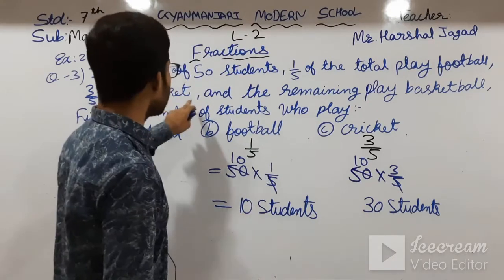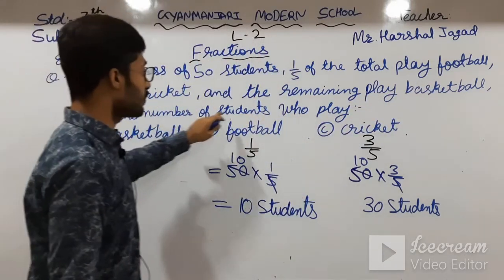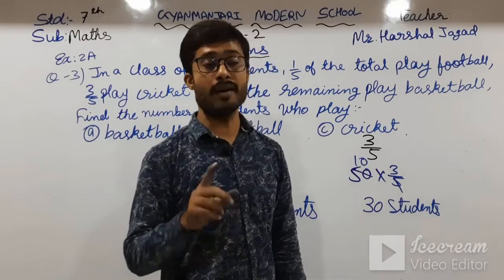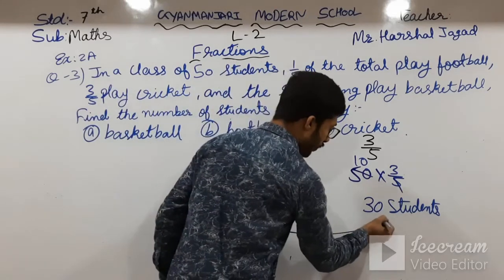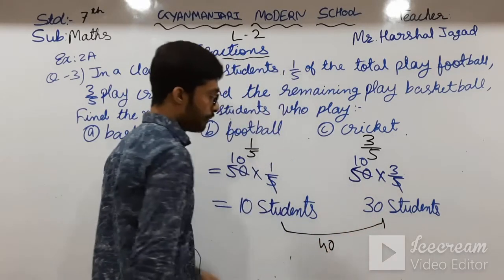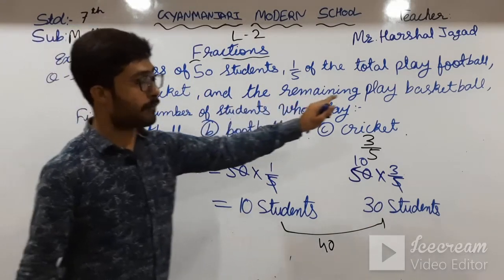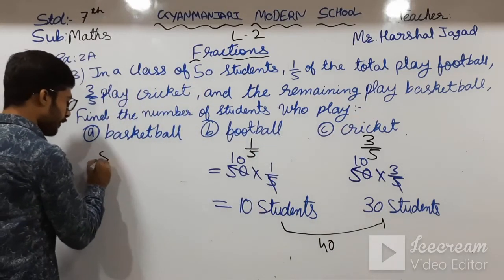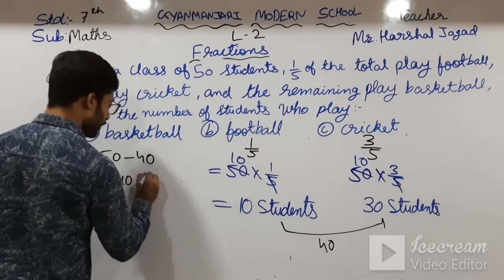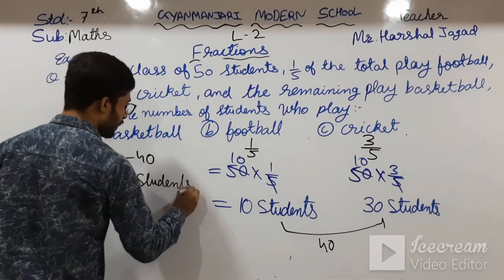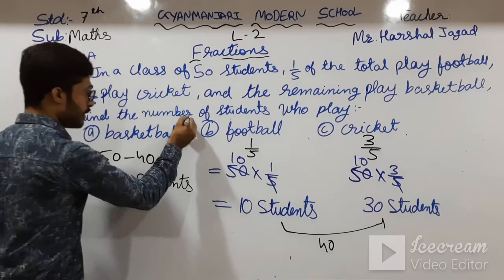So the next part is, the remaining play basketball. Find the numbers of students who are playing. So the total must be 50. If we total these both, it comes to 40 students. Then the remaining are playing basketball. So 50 minus 40, that is 10 students are playing basketball.